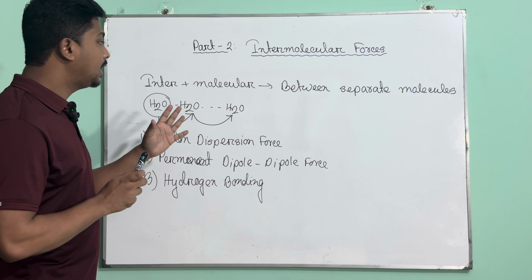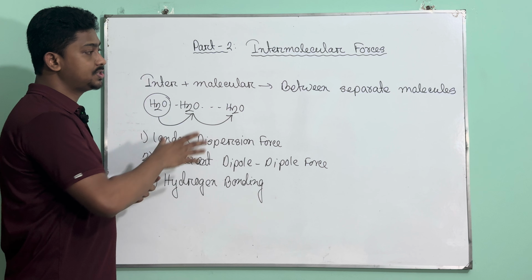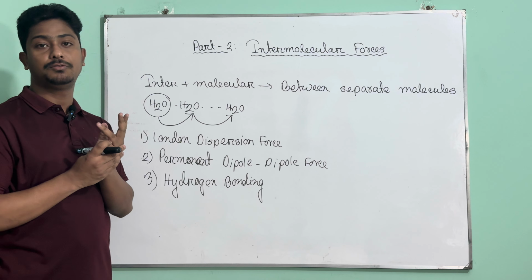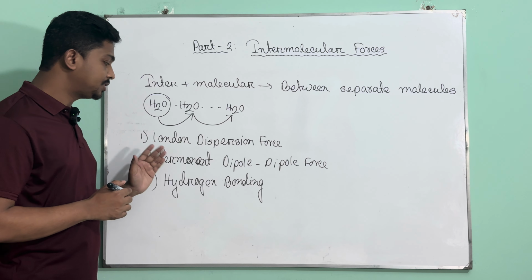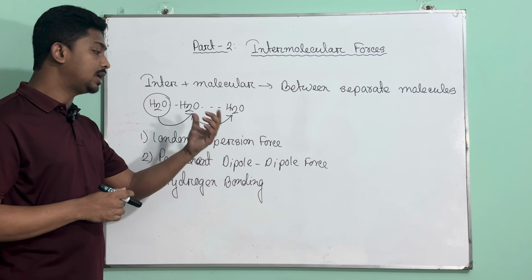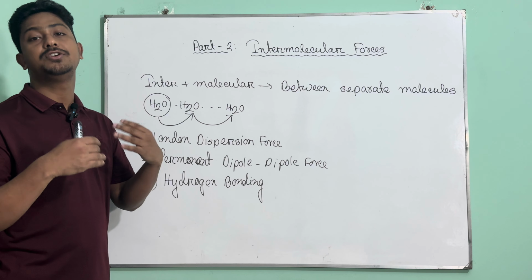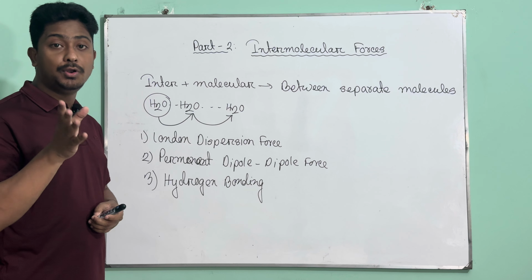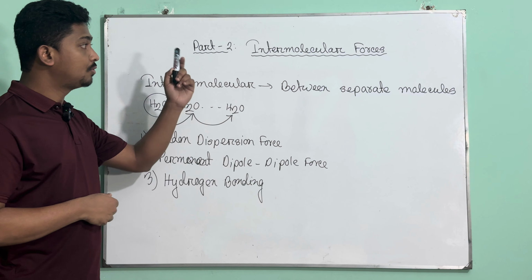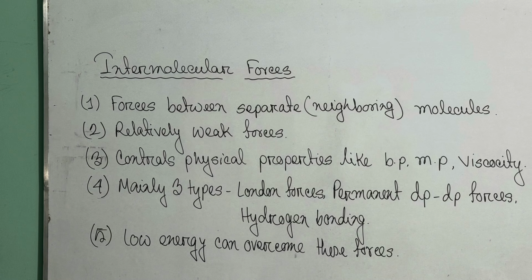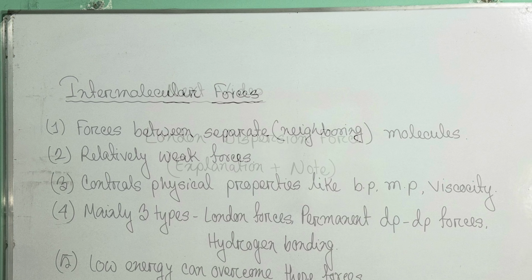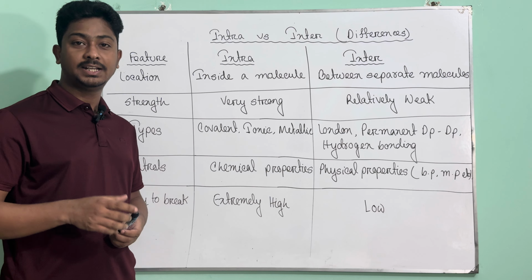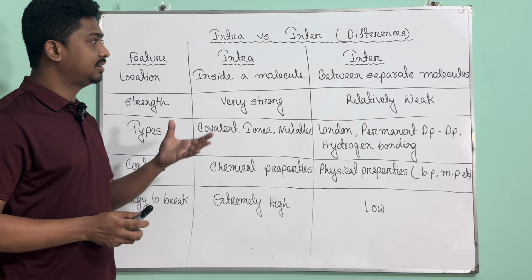Just for now, you know that intermolecular forces are between separate molecules, and we have 3 main kinds of intermolecular forces. First is London dispersion force, second is permanent dipole force, and the third one is hydrogen bonding. So that's it. Now let's look at the notes we can write for intermolecular forces. Now that we are done with explanation and notes, let's look at the differences.